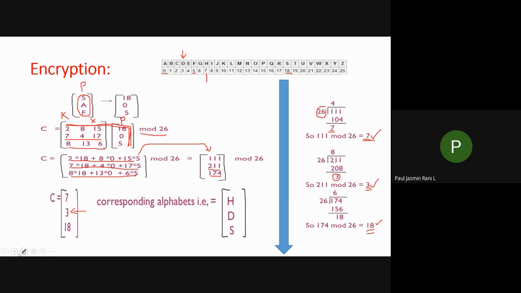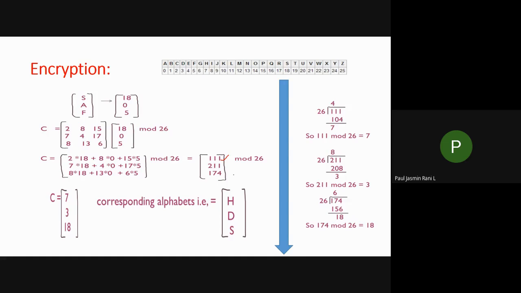Like this you have to multiply. After doing your multiplication, you will get your answer like this: 111, 211, 174. This is your cipher C1 for plain text P1, and this 211 is your ciphertext for plain text 2, and 174 is your ciphertext for plain text 3.